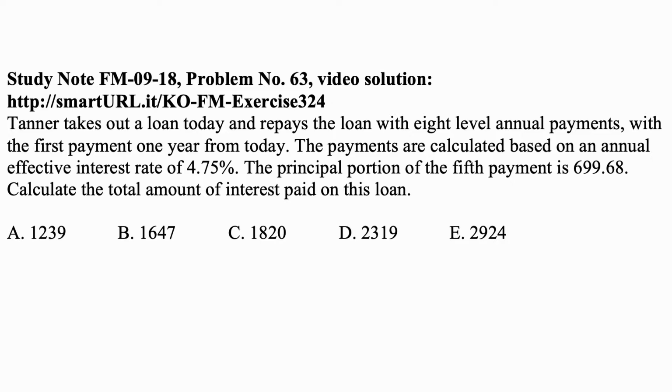Here's a problem for today for exam FM on financial mathematics. Tanner takes out a loan today and repays the loan with 8 level annual payments, with the first payment 1 year from today. The payments are calculated based on an annual effective interest rate of 4.75%. The principal portion of the fifth payment is $699.68. Calculate the total amount of interest paid on this loan.